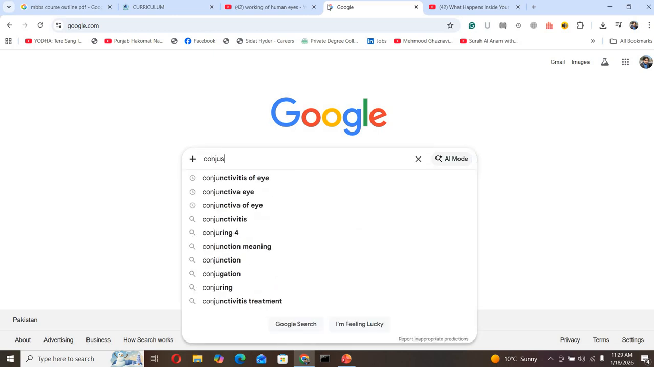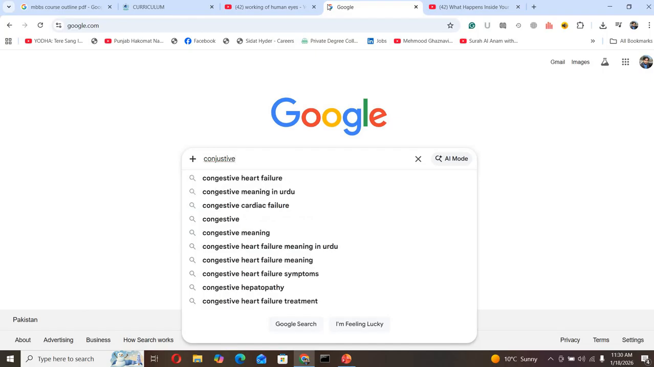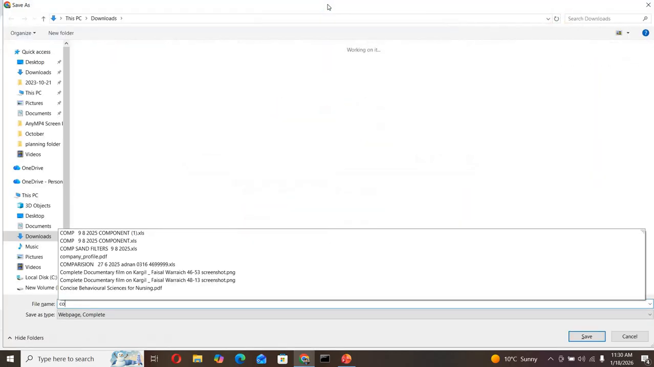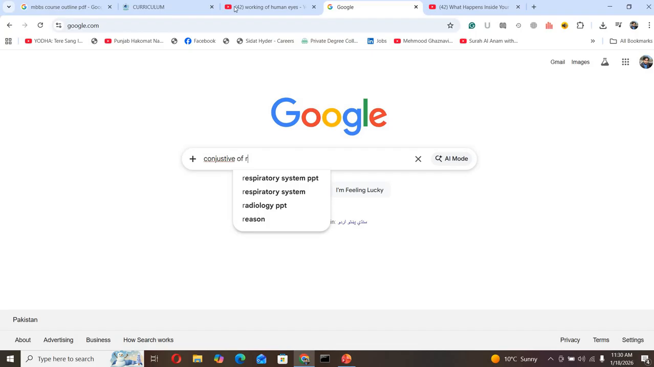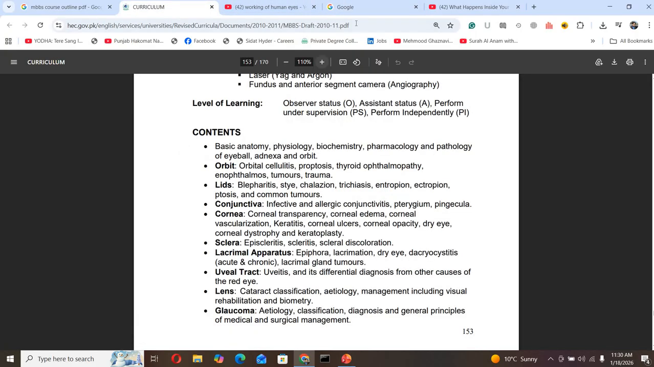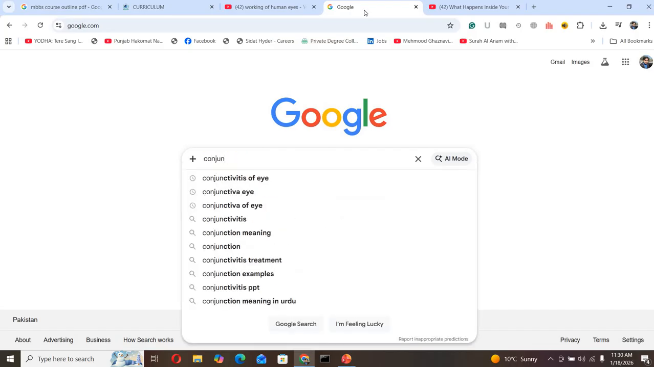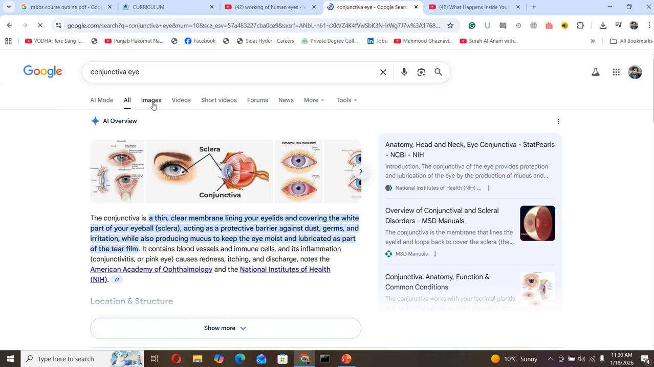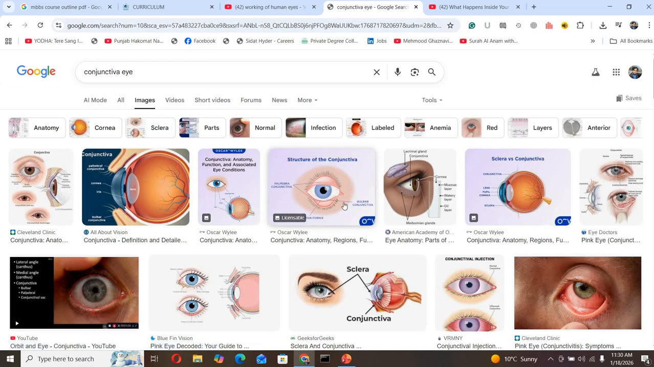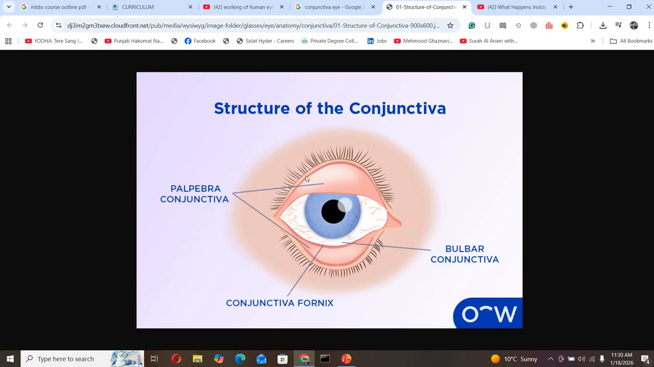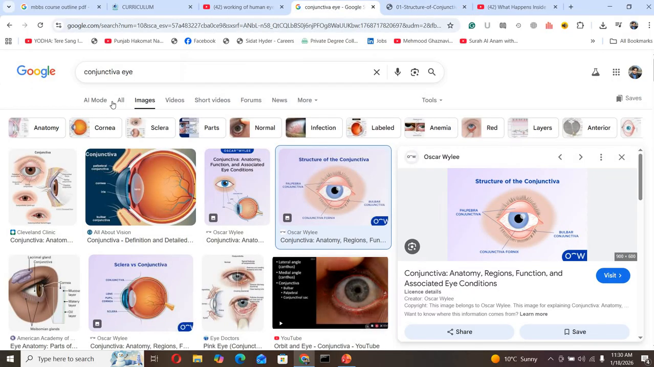Conjunctiva, C-O-N-J-U-N-C-T-I-V-A, conjunctiva of the eye. Structure of the conjunctiva of the eye. So it is the conjunctiva of the eye in which the eye is enclosed. Let's dive further.